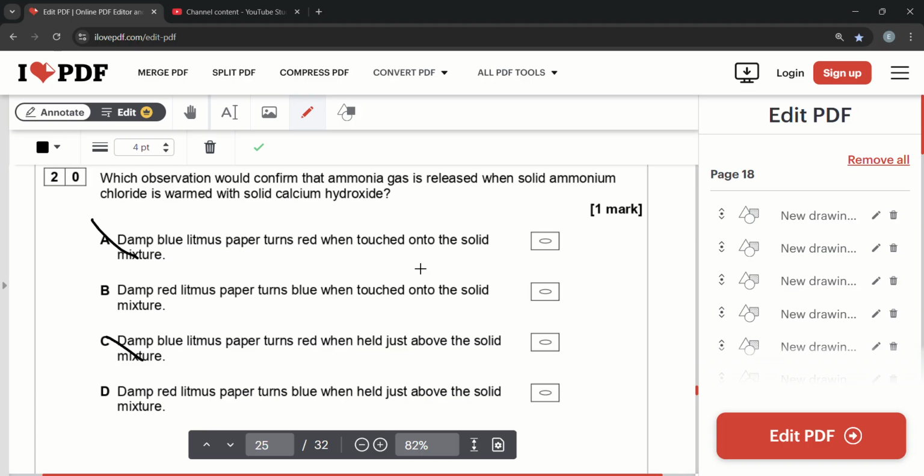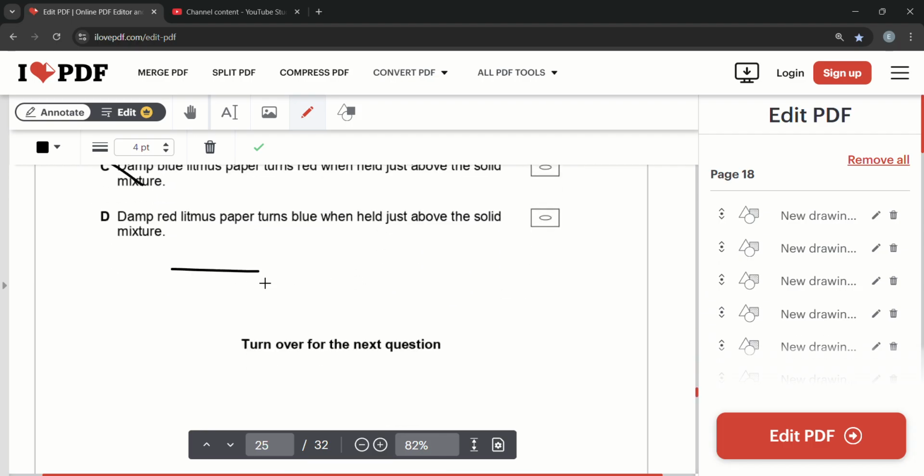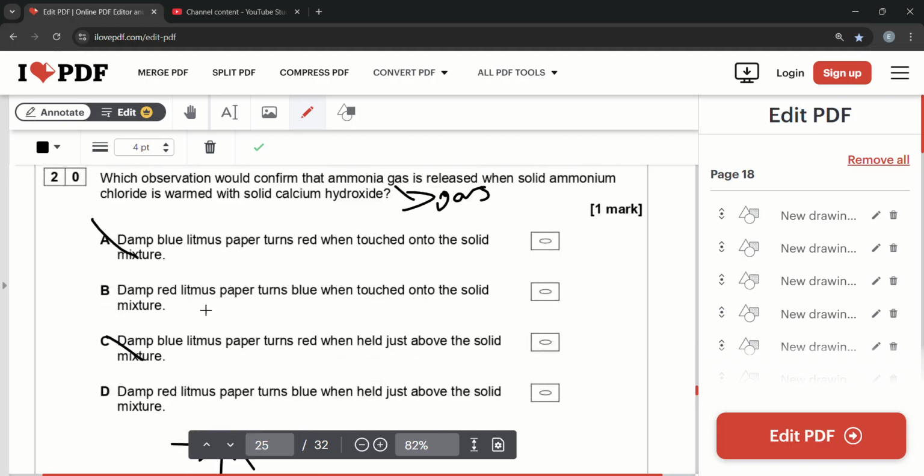Well, remember the ammonia gas is a gas, right? So what we're going to do is hold the paper just above the solid, because then the gas will go to the paper. We don't want it touched onto the solid mixture, no. So the answer is going to be D. 21.